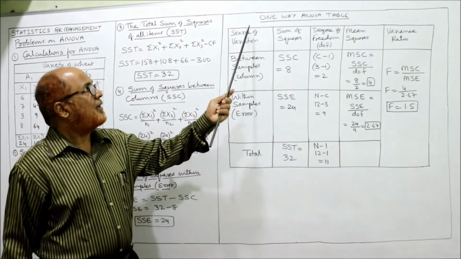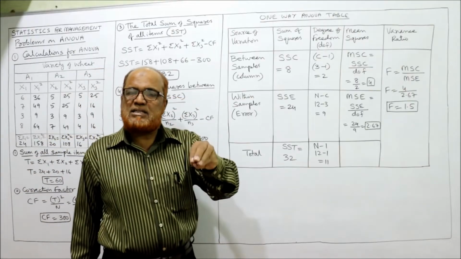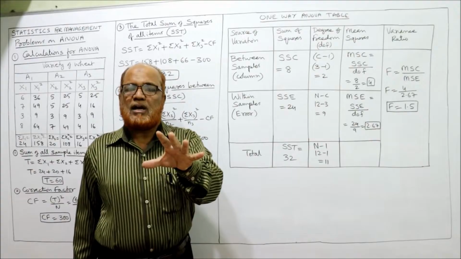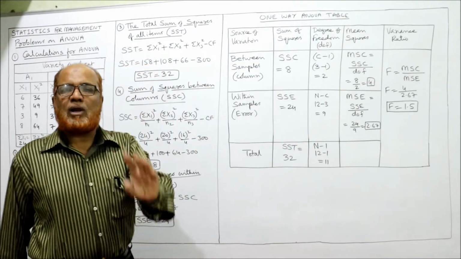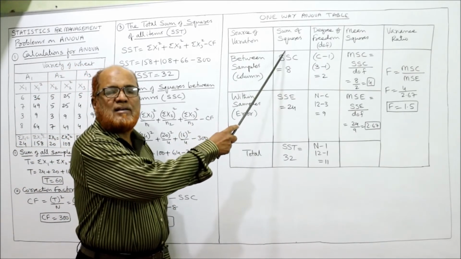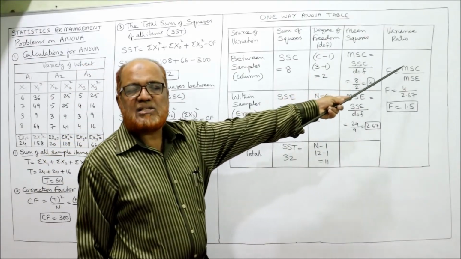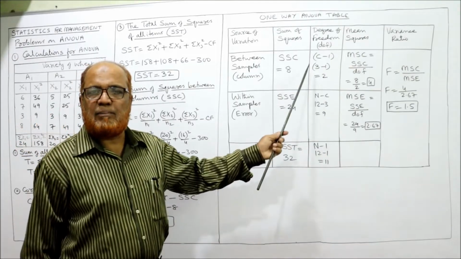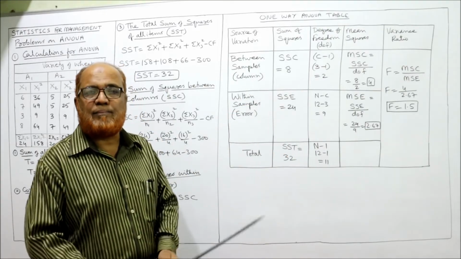Now this is the one way ANOVA table. 5 columns are there. I already explained it in detail in the first video. If you want the complete command, watch the first theory video, then it will become easier. The 5 columns are: first, source of variation; second, sum of squares; third, degree of freedom; fourth, mean squares; and fifth, variance ratio. In every problem the table remains the same. Values will change, but the table columns remain the same.